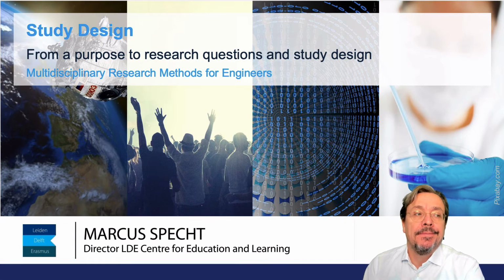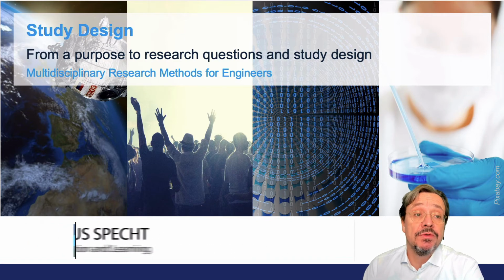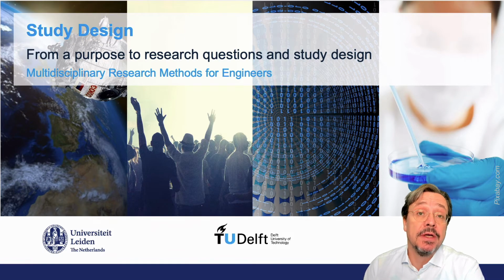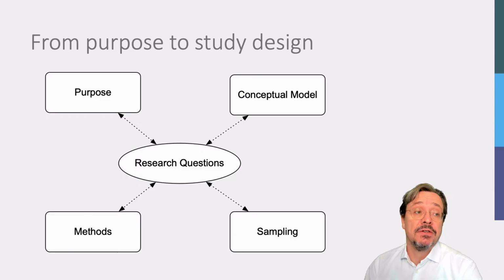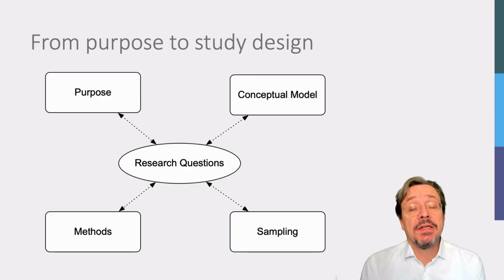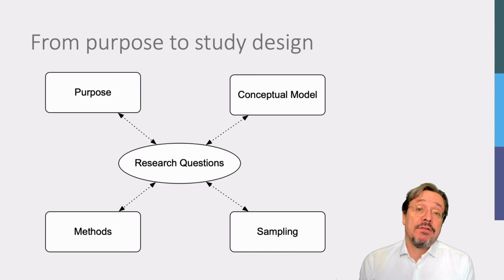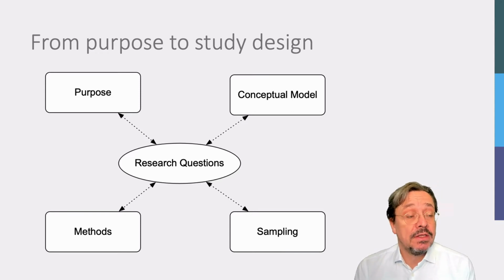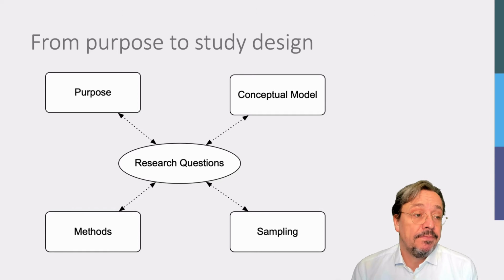Study design. From a purpose to research questions to the study design. So how do you come to a study design that suits your questions and your basic ideas of your research? It's basically five main components you have to take into account. That's the purpose. So why do you do this research? What is your interest? Also then the conceptual model.